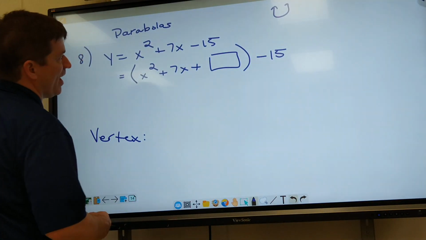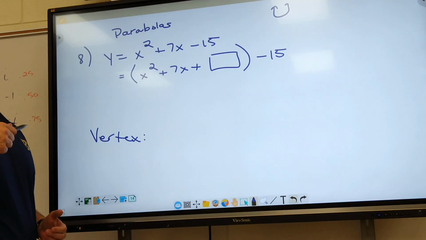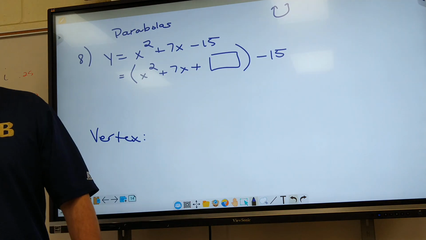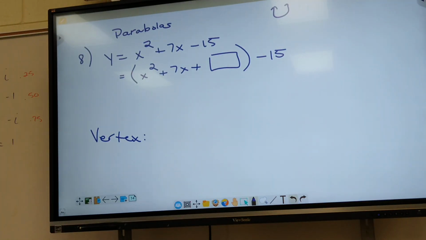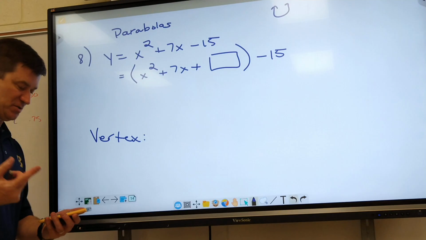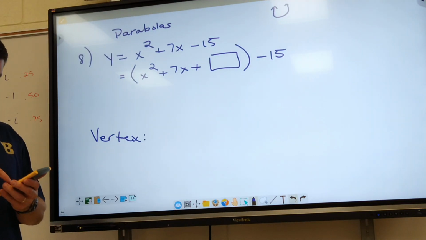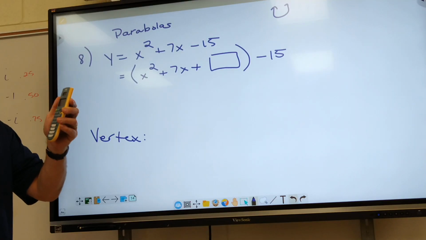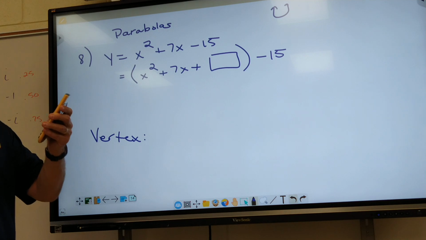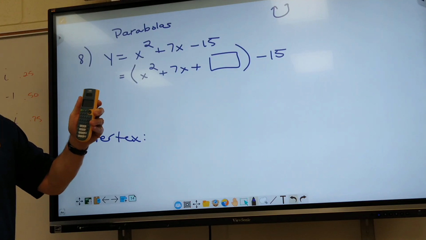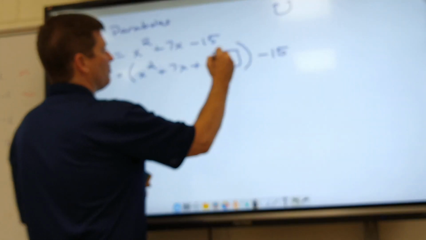All right, now Hannah, we got to fill in the box the same way we did earlier. So we got to take half of 7. If you want to put it in your calculator, 7 divided by 2 is 3.5. Square it. What'd y'all get? Make it a decimal. All right, so we got 12.25.